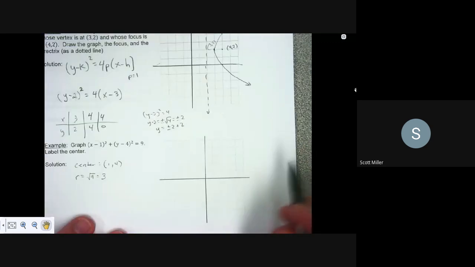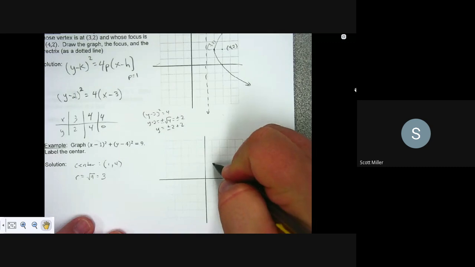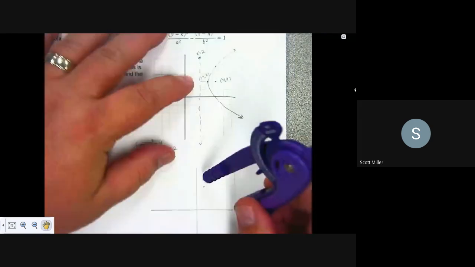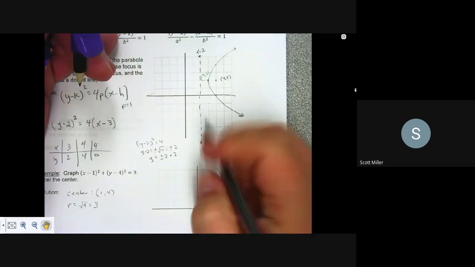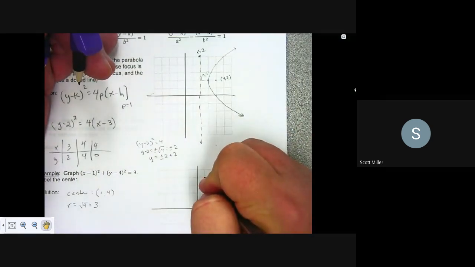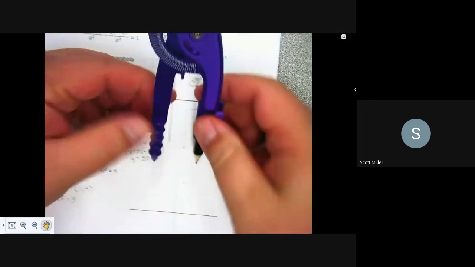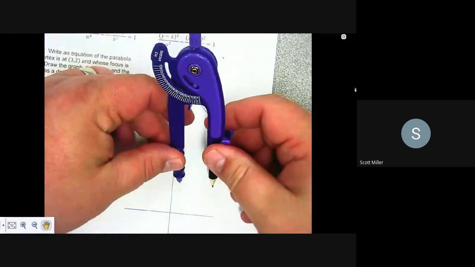So we have a center at 1, 4. We have a radius of 3, so I can use my compass. Oops, I'm in the wrong spot. It's 1, 4. And then I can do this out as a distance of 3 units from here.